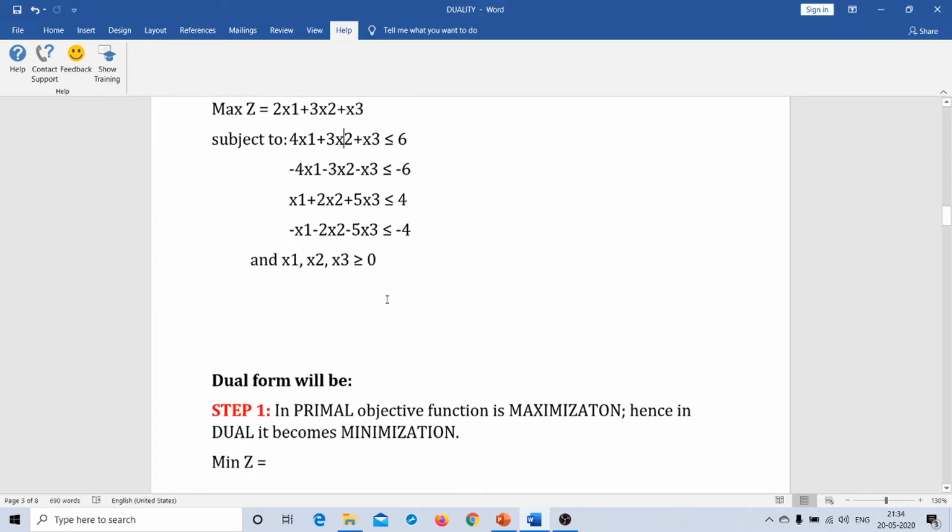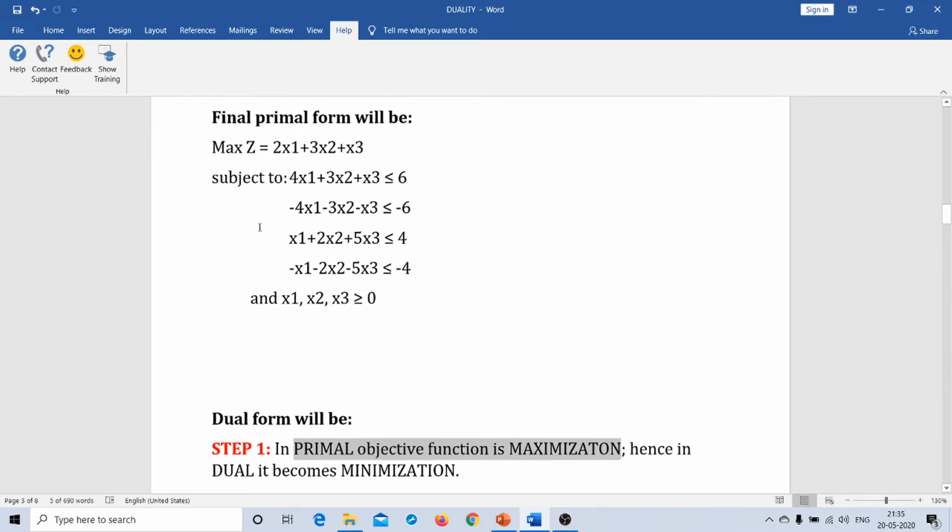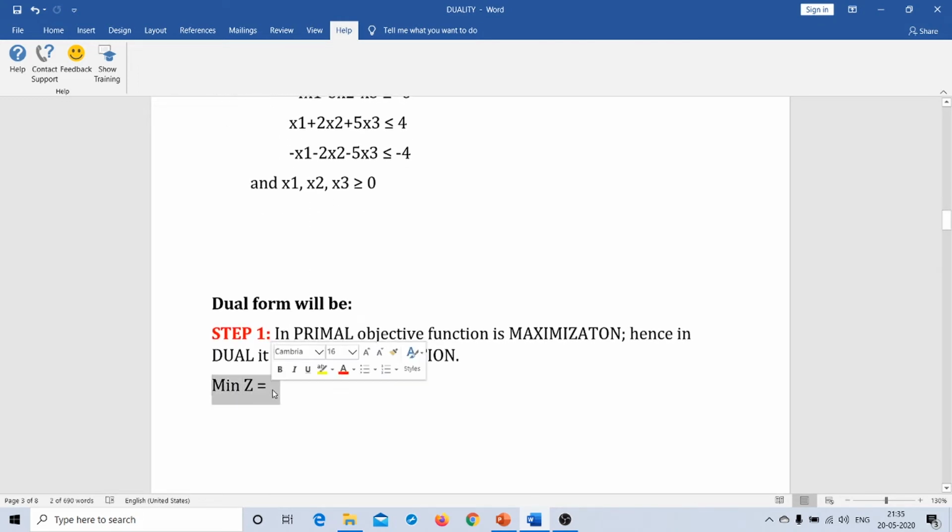So the first step is: if the objective function in the primal is maximization, it becomes minimization in the dual, right? So this maximize z, I will make it minimize z. Okay, so this is the first step. Please understand, the objective function gets swapped between primal and dual, right?